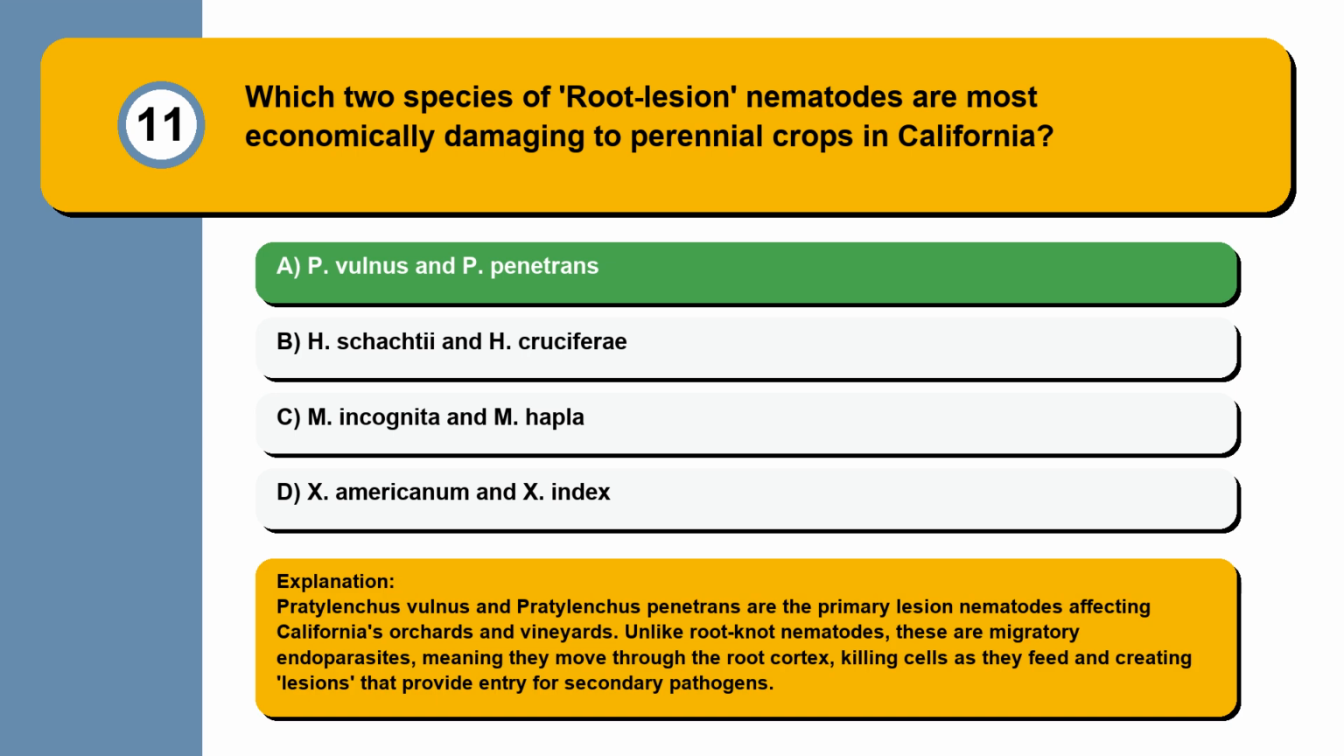Pratylenchus vulnus and Pratylenchus penetrans are the primary lesion nematodes affecting California's orchards and vineyards. Unlike root knot nematodes, these are migratory endoparasites, meaning they move through the root cortex, killing cells as they feed and creating lesions that provide entry for secondary pathogens.